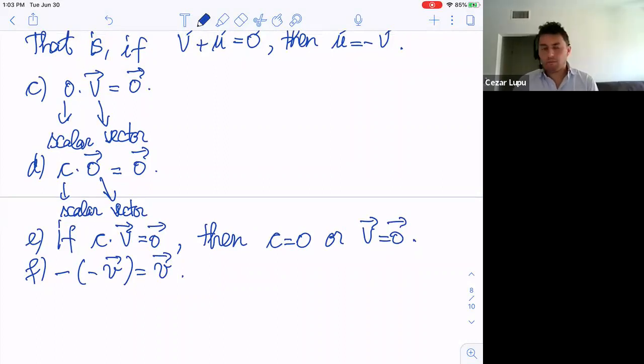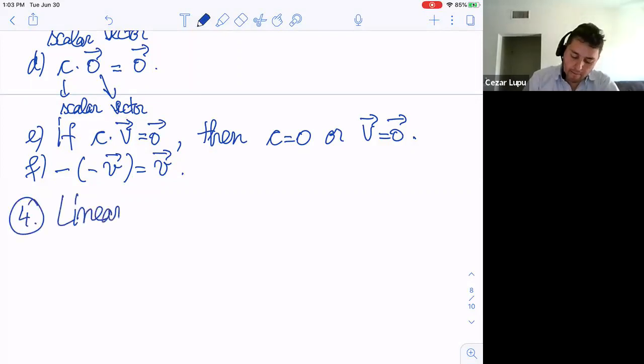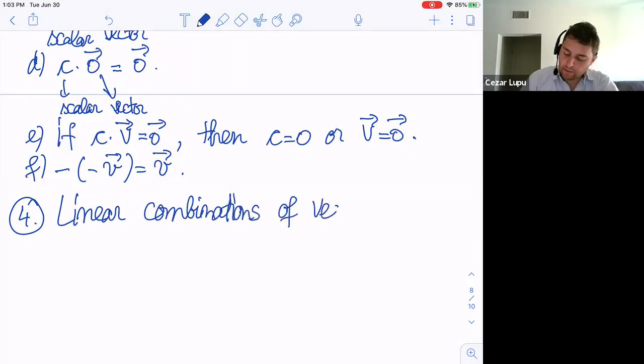And now, do you have any questions so far regarding this? Okay, so probably I assume that everything is pretty easy up to this point. That's great. And now I want to talk about linear combinations of vectors. This is very important. Linear combinations of vectors.